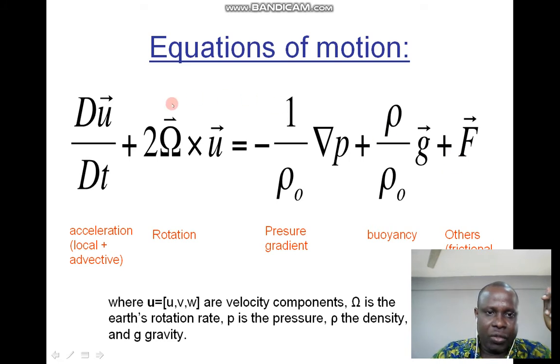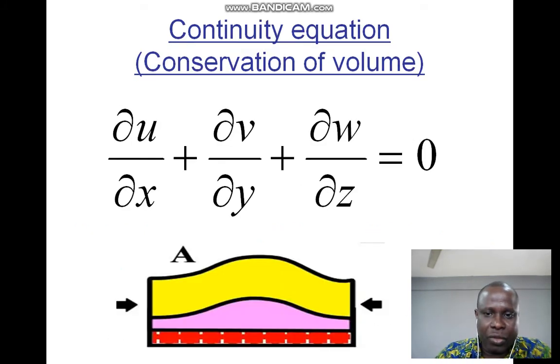Okay, so force is equal to ma, mass times acceleration. Basically, this is a more complex form of that. So this is describing that. This u here is a vector. It consists of the u velocity, zonal, the meridional, and the vertical velocities. This omega here is the Earth's rotation rate, p is pressure, rho is density, and g is gravity, gravitational acceleration. Okay, so that is the momentum equation you come across. That's all I'm going to say about it.